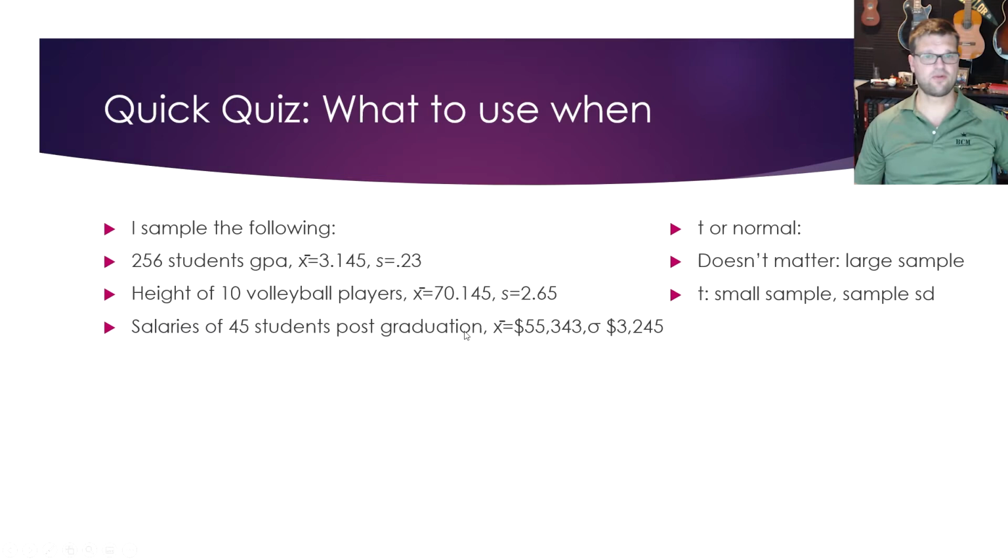Next, salaries of 45 students post-graduation. We have a mean of those 45 students of $55,343 with a population standard deviation of $3,245. Because we have a population standard deviation, which is known, we should be using a normal or a z-score. So when we know the population standard deviation, use the normal or the z-score. When we don't know it and we have a small sample size, use a t. And when we have a large sample size, it really doesn't matter.